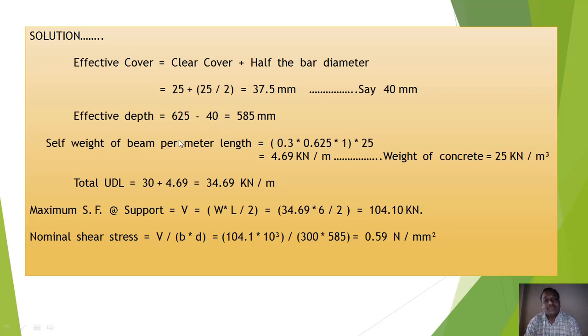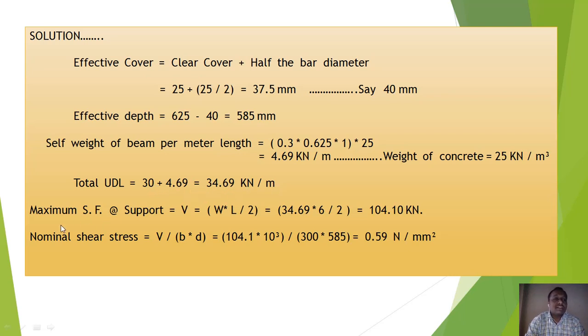Self weight of the beam per meter length is equal to 0.3 times the depth 0.625, the overall depth of the beam, into 1 meter width, into 25, the density of concrete. So 4.69 kN per meter is the self weight of the beam per meter length. So total UDL is equal to 30, as given in the problem, plus 4.69, which is equal to 34.69 kN per meter.